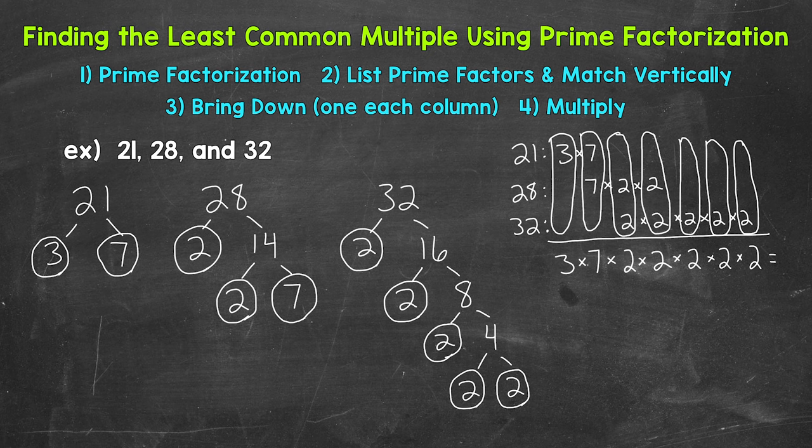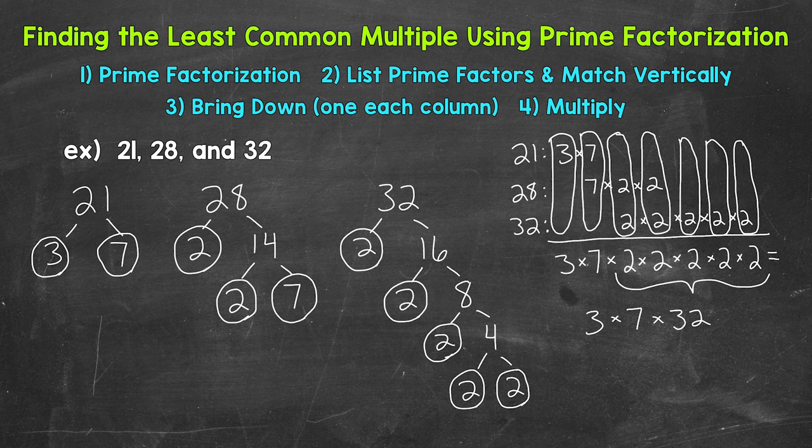And by multiplying those numbers, we get the least common multiple. Now, there are different ways to go about multiplying these numbers. For example, you can start with 3 times 7 and work your way from left to right. I'm going to start with this group of 5 twos right here. So we have 2 times 2 times 2 times 2 times 2, 2 to the 5th power. We have 2 expanded out 5 times and multiplied. So 2 times 2 is 4, times 2 is 8, times 2 is 16, times 2 is 32. Then we can bring down our 7 and 3.